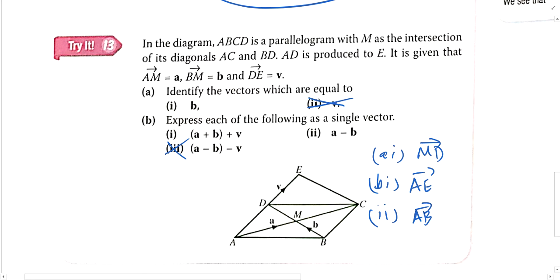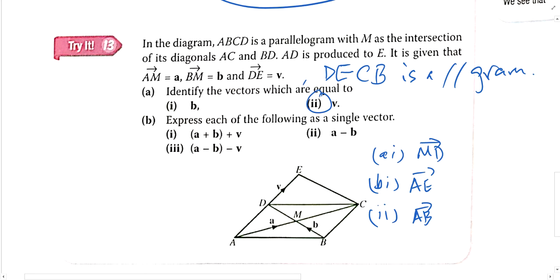Now, I said that we cannot do part 2 over here to find an equivalent for V because they didn't give the information. But if I were to change the question to say DECB is a parallelogram, now we can do it. Okay, so let's include this and attempt part 2. What is an equivalent vector for V? BC, right? Okay, so A part 2, our answer will be BC.